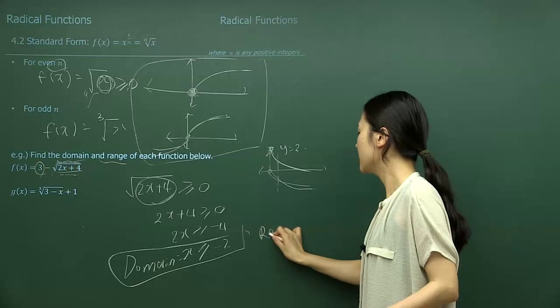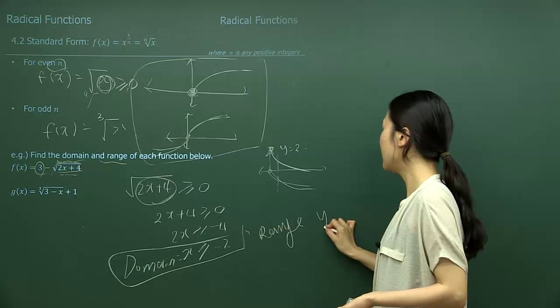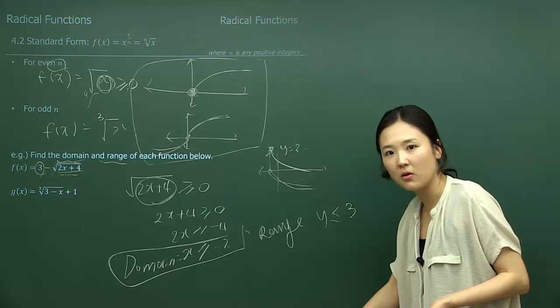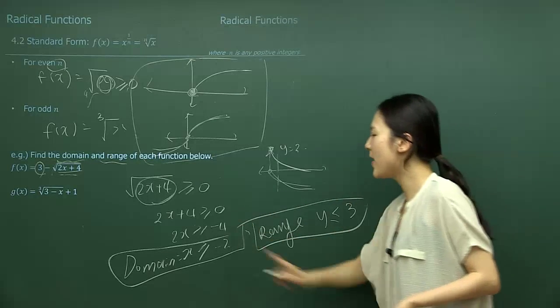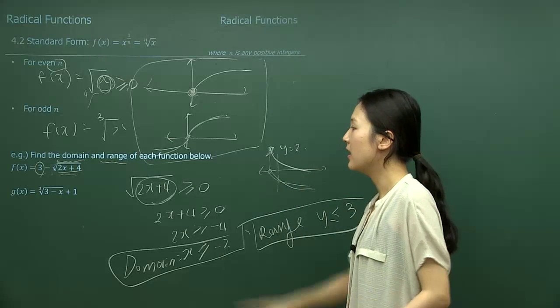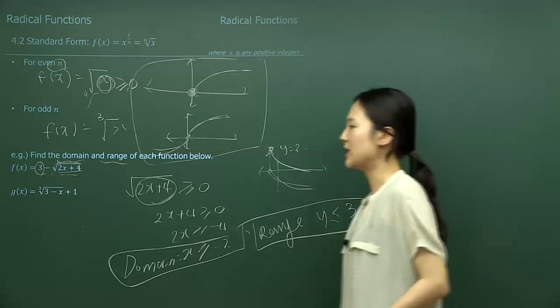So for the range, flip and push up, right? That will tell us that your y starts from 3, then it goes below. So range is y less than or equal to 3, domain is x greater than or equal to -2. That's how you get it. Okay, now for our second example, we'll take like 2 seconds.